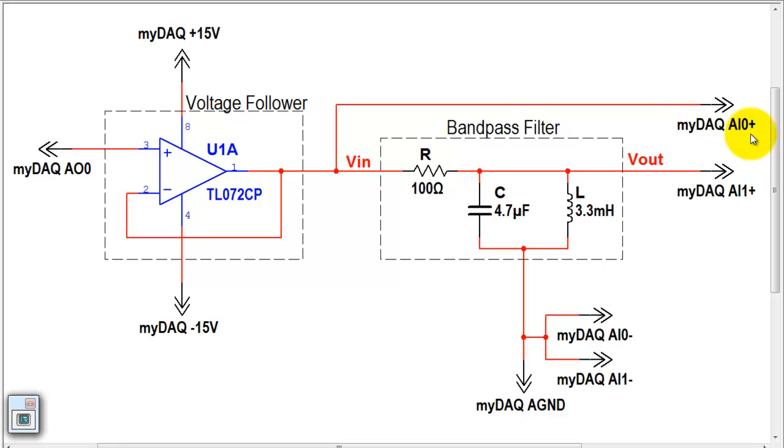myDAQ is connected to the circuit input on analog input channel 0 and the output on analog input channel 1. Now the input is actually derived from analog output 0, and I have a voltage follower in between to strengthen the current drive of the analog output from its 2 milliamp maximum value. So I need a little bit more current drive to make this circuit work properly. Here I have the power supply connections for the op amp voltage follower. And finally, I need to connect the negative sides of the analog inputs, 0 and 1, to analog ground.